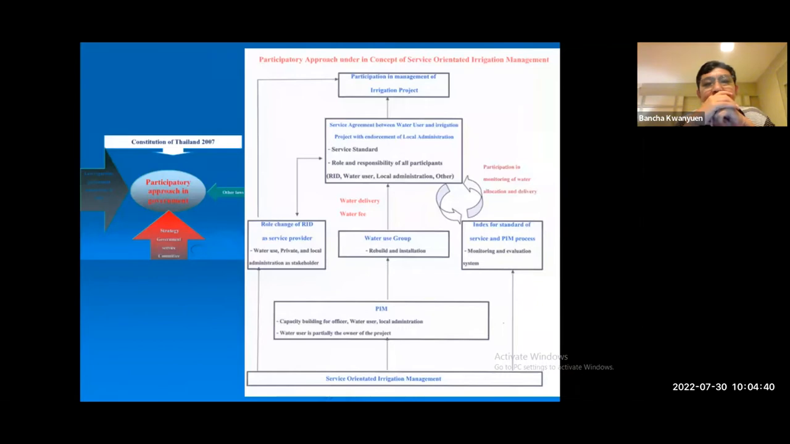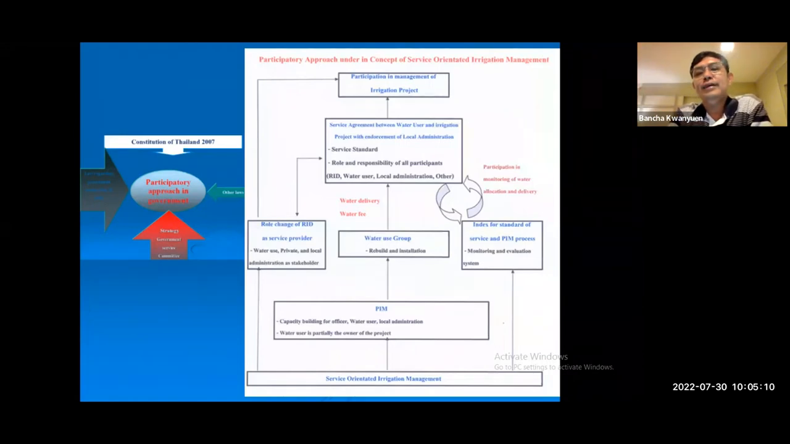So this is just to talk about the participatory process in the Thai environment. We are ready for this because our constitution reinforces it, and our legal framework and our strategy all support it. That's why we go very far on this participatory approach. Of course, on this participatory approach, we go for irrigation projects.